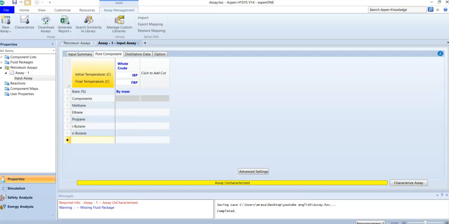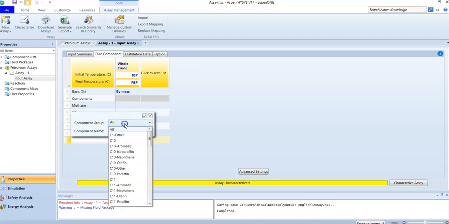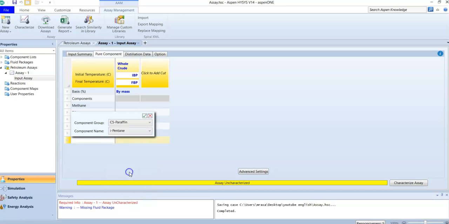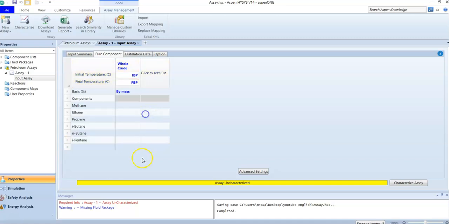After C5, we are going to have paraffins. So here we are going to add, and this one we have all. I'm looking for C5 paraffins. Okay. So that's how we add a pure component. So this is C5 paraffin, which is isopentane or normal pentane. Okay, so I am going to add this one.